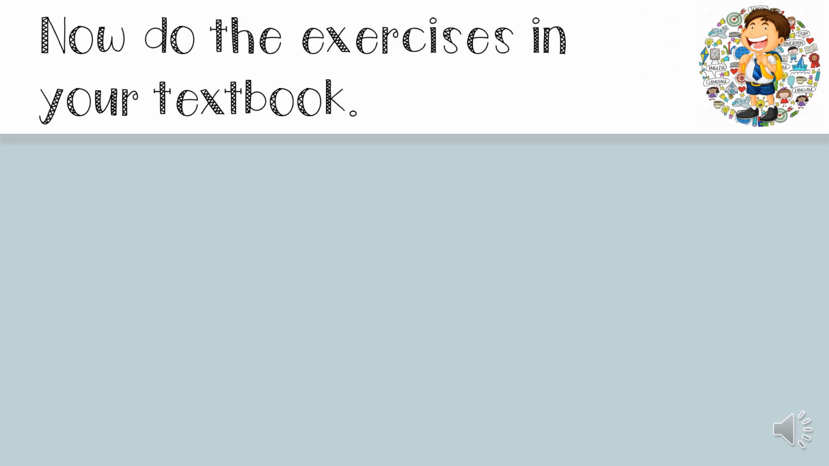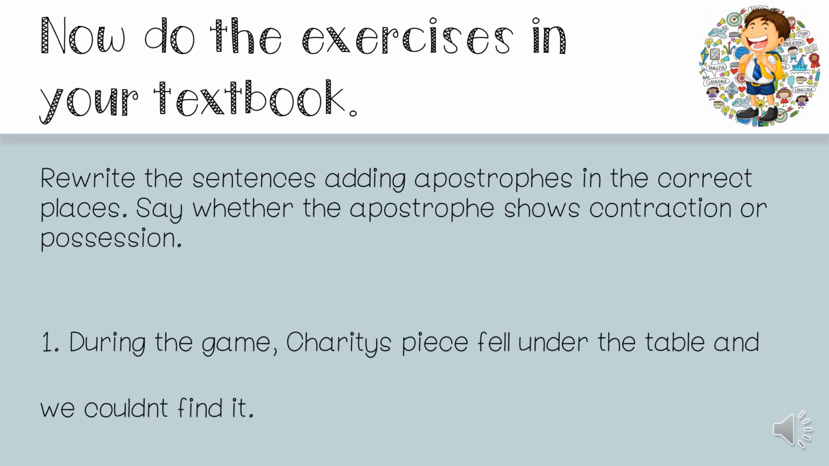Now let's look at the exercises in your textbook. Rewrite the sentences, adding apostrophes in the correct places. Say whether the apostrophe shows contraction or possession. Number 1. During the game, Charity's piece fell under the table and we couldn't find it. So we have to look for words where we can put in an apostrophe to show either two words that were put together as one or a word that shows that something belongs to somebody.